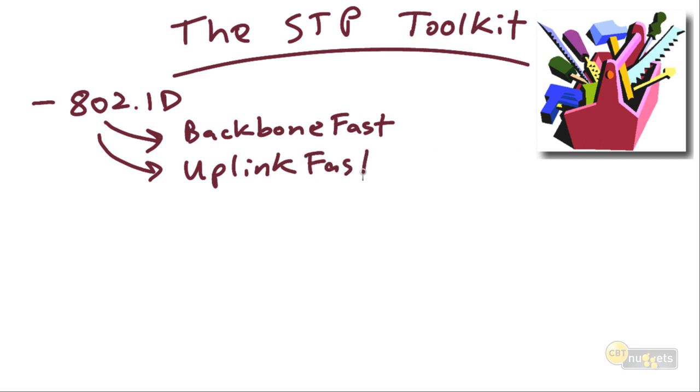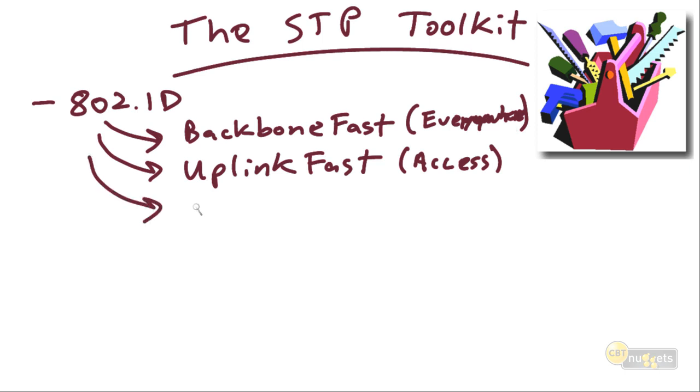Uplink Fast is a Cisco invention for improving convergence when there is a failure of a directly connected device. We use this specifically at the access layer of our infrastructure. Backbone Fast is used everywhere. So let's go ahead now and talk about another one, and that is Port Fast.